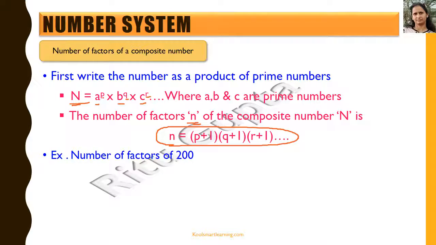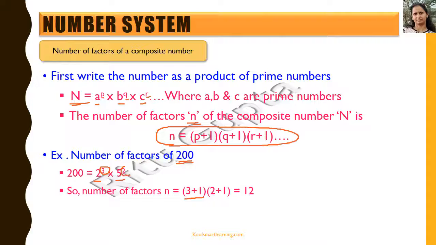Now let's take an example first of all. Supposing we want to find out the total number of factors of 200. Now 200 can be represented as 2 raised to power 3 multiplied by 5 raised to power 2. So the number of factors for 200 will be, for 2 raised to power 3, 3 plus 1, and for 5 raised to power 2, 2 plus 1. So we multiply 3 plus 1 with 2 plus 1, which is 4 multiplied by 3, giving us 12. So this is the total number of factors.